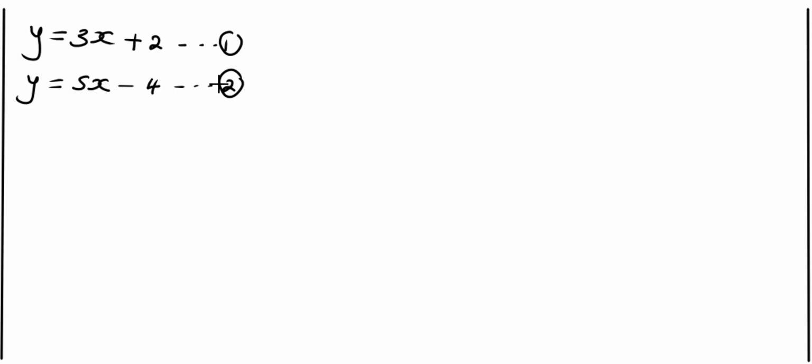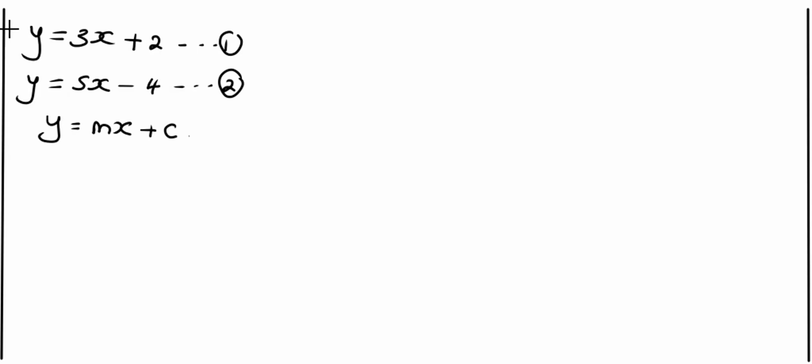The first one is equation 1 and the second one is equation 2. Then the next step, make sure the two equations are written in this format: y = mx + c, where y is the variable y, m is the coefficient of x, x of course is the variable x, and c is the intercept or the constant term of the equations.